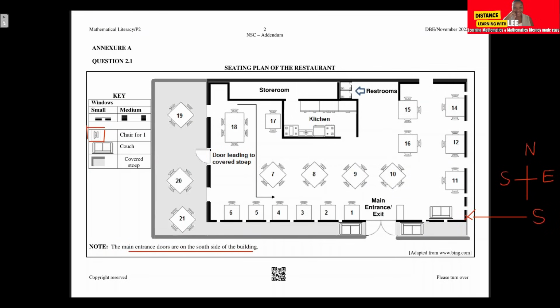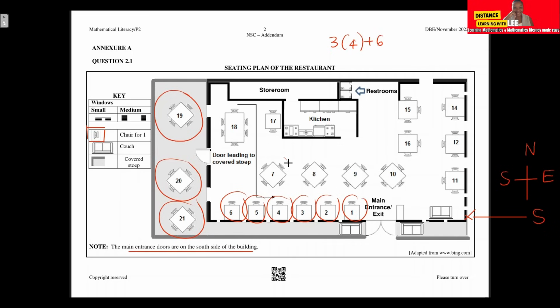Okay, so just a quick way to do this. Here you've got 1, 2, 3. So I'm going to say we've got 3 tables that have 4 chairs. So I'm going to say 3 times 4. Then we've got 1, 2, 3, 4, 5, 6. I'm just going to say plus 6 chairs. Guys, I'm counting the chairs, okay? Then we've got 1, 2, 3, 4. So we've got 4 tables, and in each of these 4 tables, we just have 4 chairs. So I'm going to say plus 4 times 4.